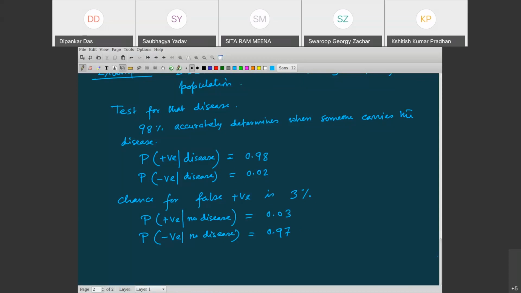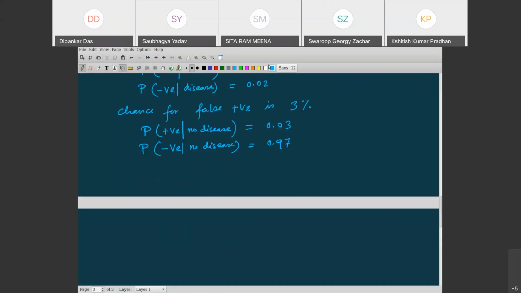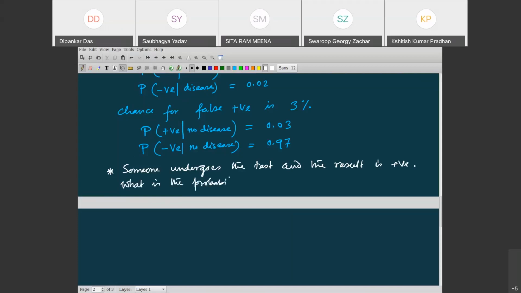Now the question is, given all this information, suppose you undergo a test. Someone undergoes the test and the result is positive. Because this is the case, I want to ask, what is the actual probability that the person has the disease?